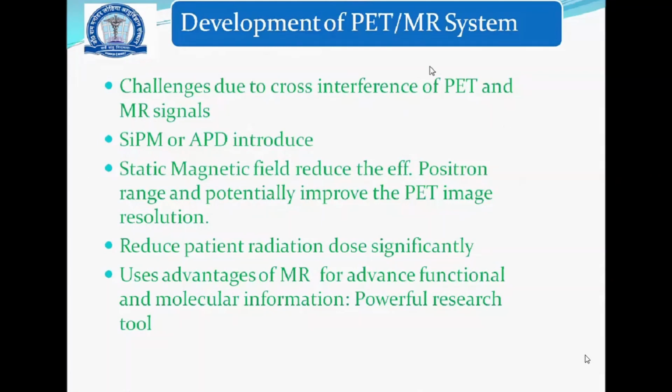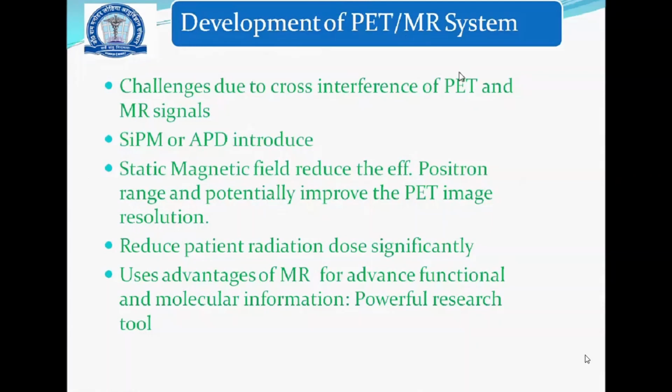These developments happened because PM tube based imaging detector systems were not possible in MR. The magnetic field alters the gain of the PM tube, so the uniformity of the system deteriorates immediately. That's why, after the introduction of the successful silicon photomultiplier and avalanche photodiode, it became possible to integrate MR and PET in one gantry.